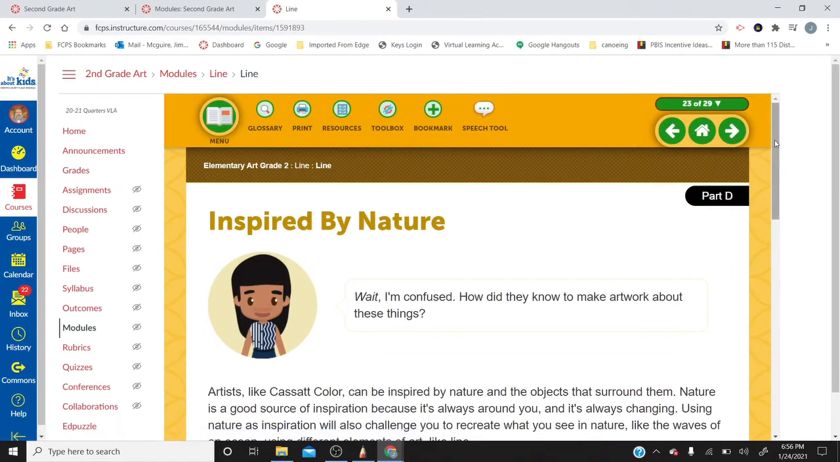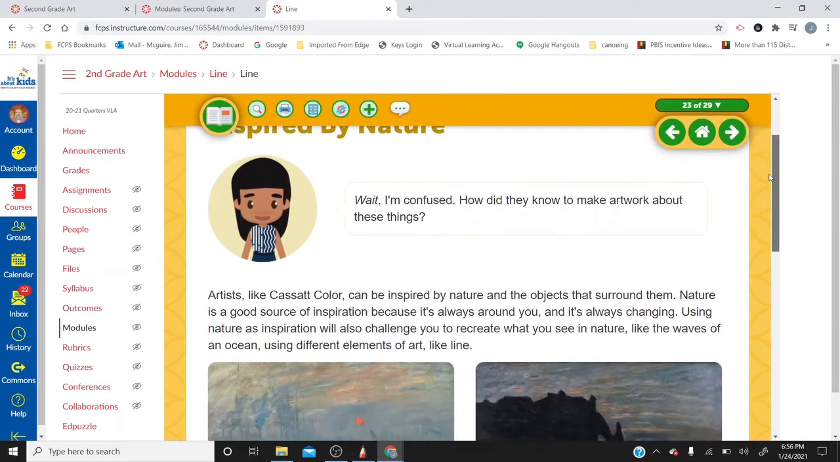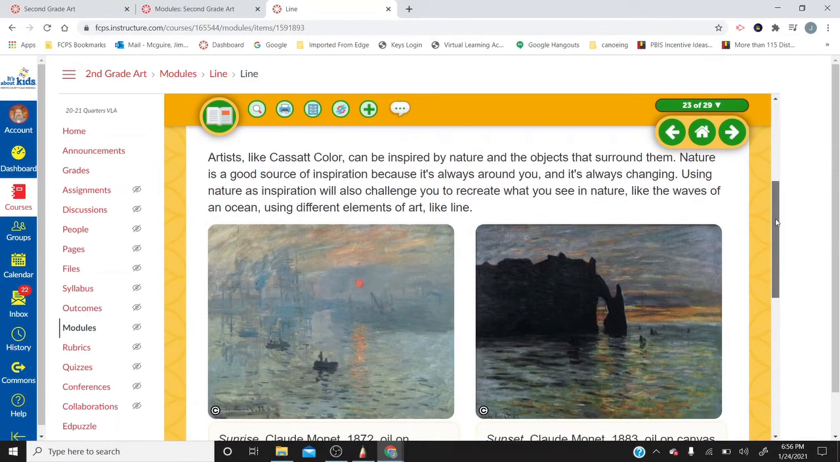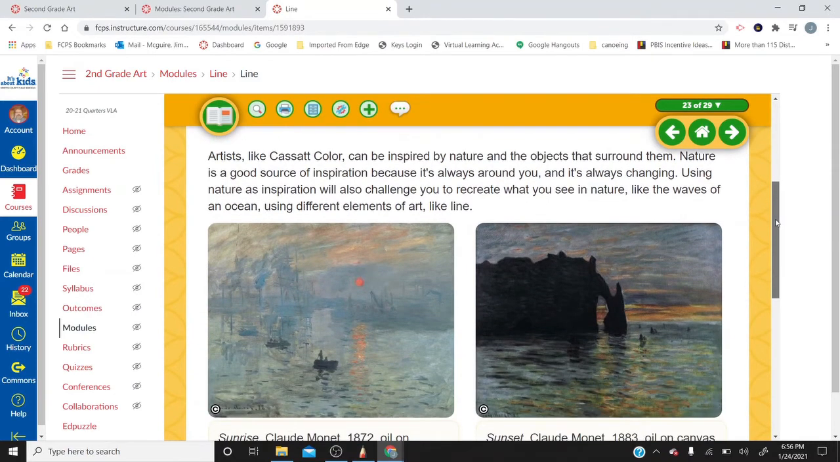Being inspired by nature. Wait, I'm confused. How do they know how to make art about these things? Artists like Cassatt can be inspired by nature and the objects that surround them. Nature is a good source of inspiration because it's always around you and it's always changing. Using nature as inspiration will also challenge you to recreate what you see in nature, like the waves of an ocean, using different elements of art like line.